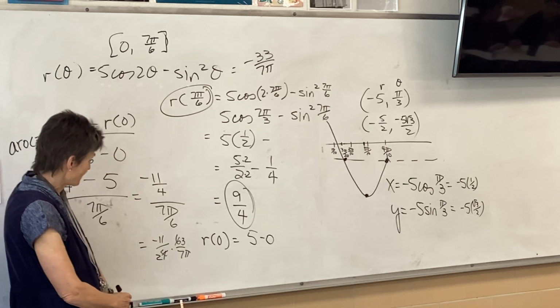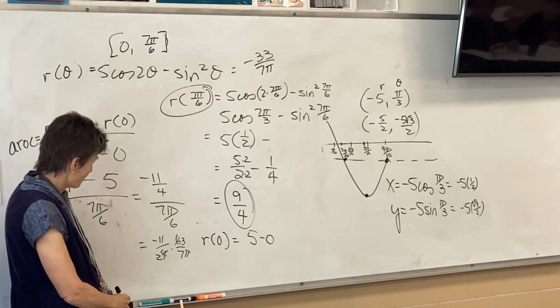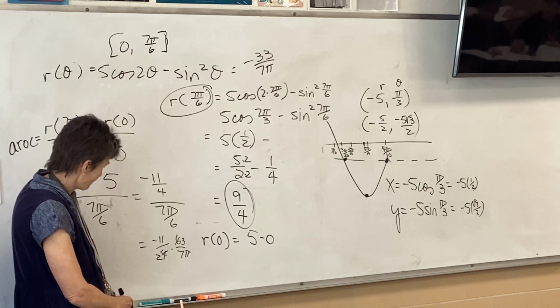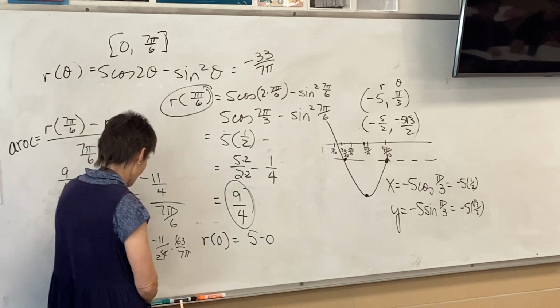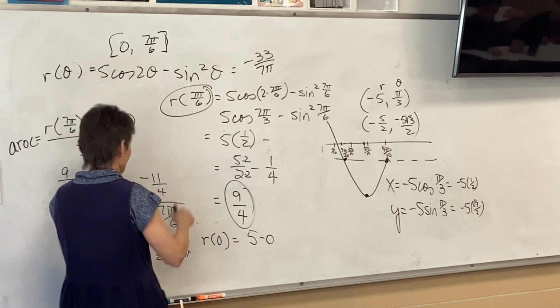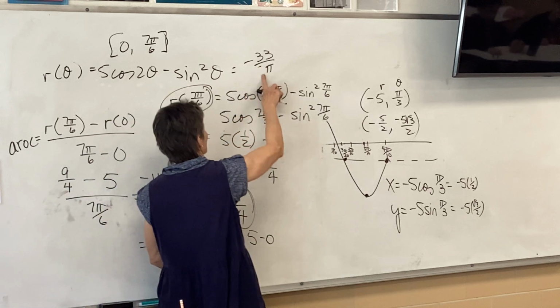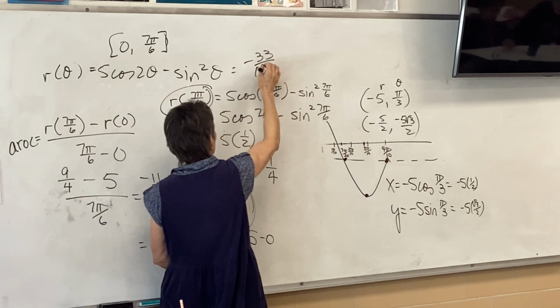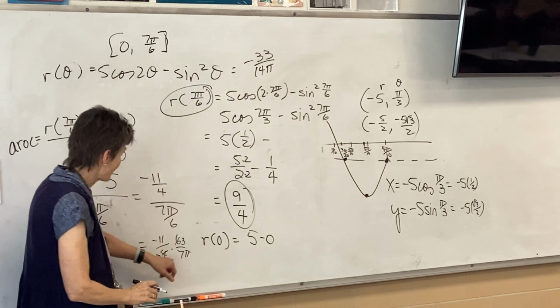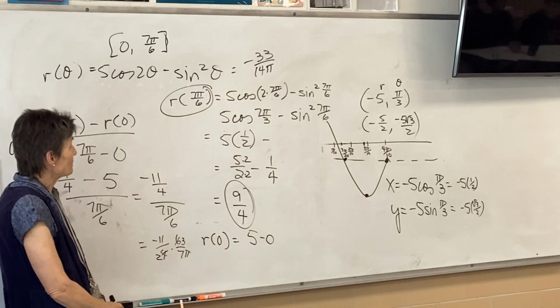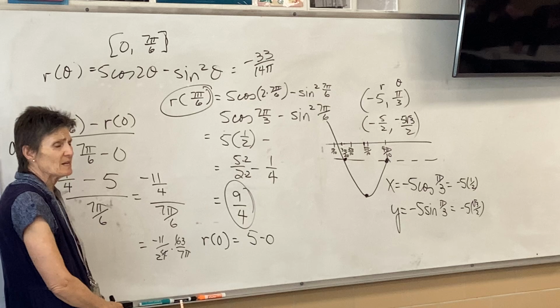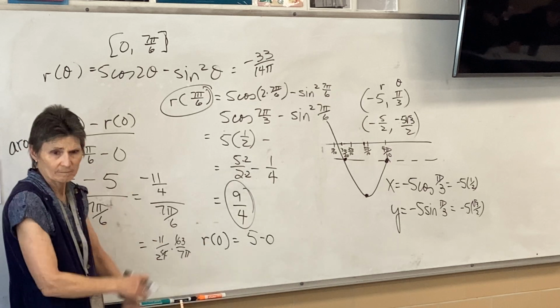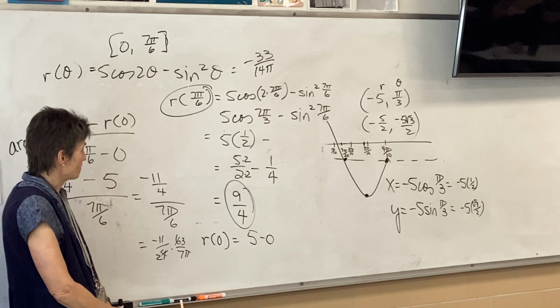Oops, what did I say? Would it be 14 on the bottom? Wait, what did I do? I have a 2 there. I just didn't write it down. Thank you. What did I write? That's right. 14, 2 times 7. So that would be feet per radian or something. Per radian.